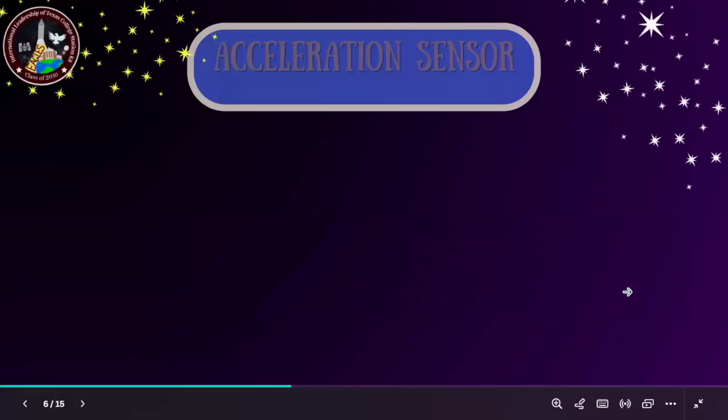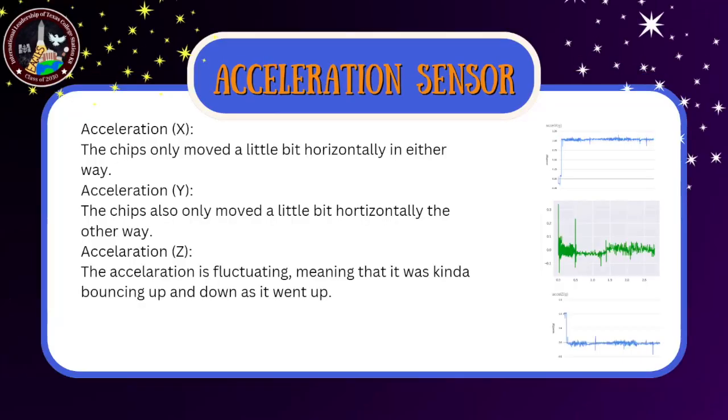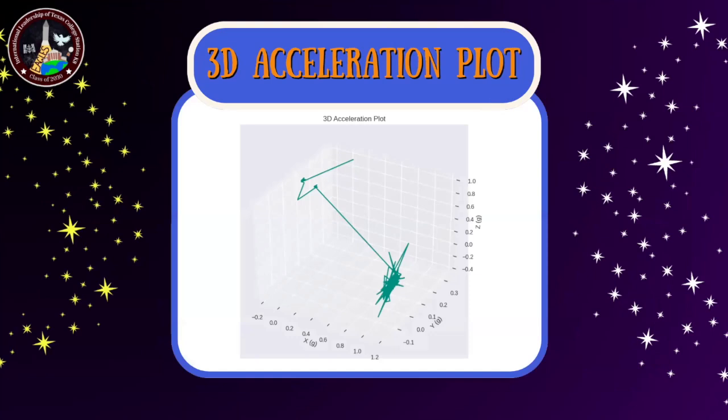So for our acceleration, on our x-axis, the chips were moving horizontally in either way. For the y-axis, the chips moved horizontally in the opposite way. And for our z-axis, the acceleration was fluctuating, so it was bouncing up and down as it went up. Here's a 3D plot of our acceleration.